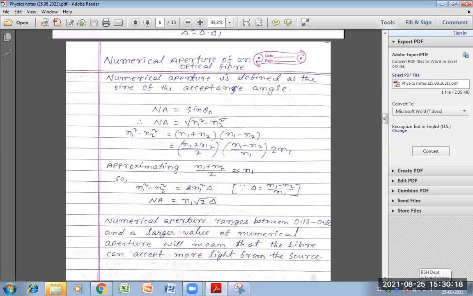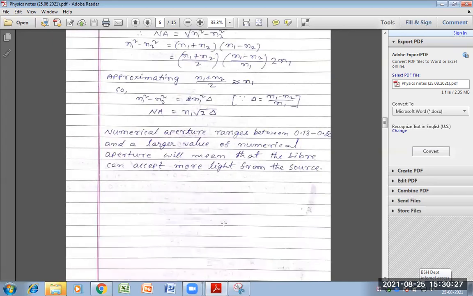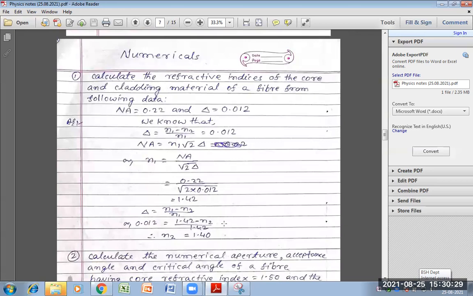Now, we are going to solve some problems related to numerical aperture. So this is the first question. The question says: calculate the refractive indices of the core and cladding material of a fiber from the following data. Numerical aperture is given as 0.22, and delta is equal to 0.012.